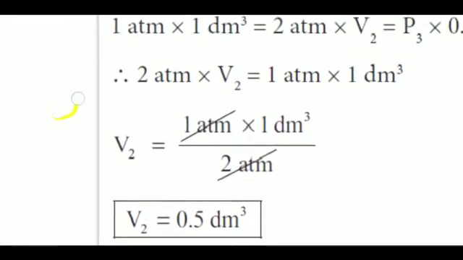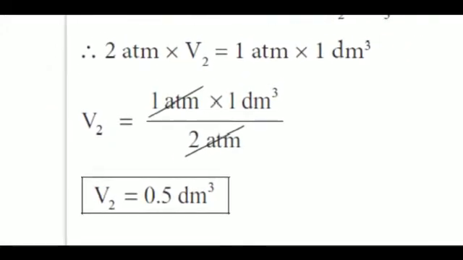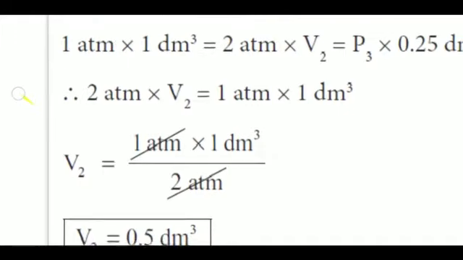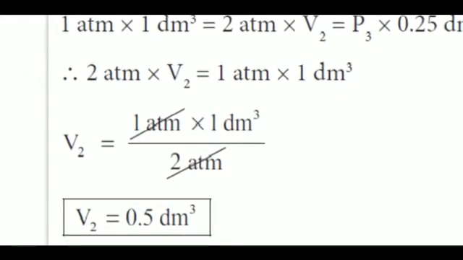So what is the V2? 1 decimeter cube divided by 2. It becomes 0.5 decimeter cube. Now we calculated the value of V2. Then we move to the calculation of P3.